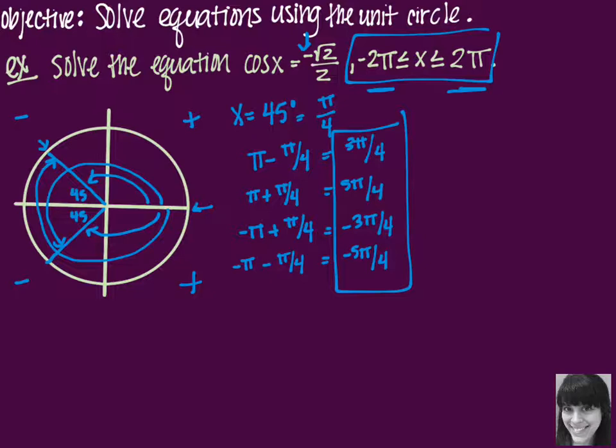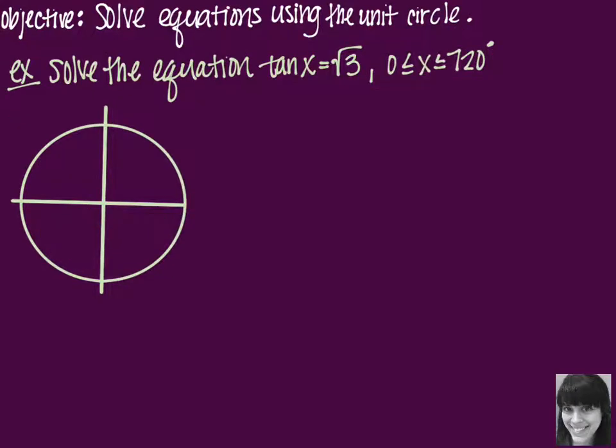Okay, let's do another one. So we have to solve the equation tangent of x equals square root of 3, and it says that x is in between 0 and 720. So that's going to be two rounds of 360. So whenever you find your answer, let's just go with it. So tangent of x equals square root of 3.